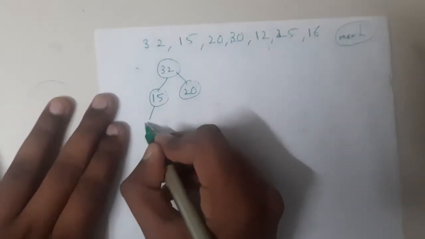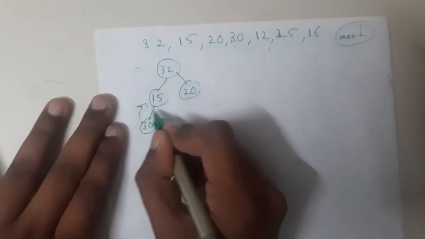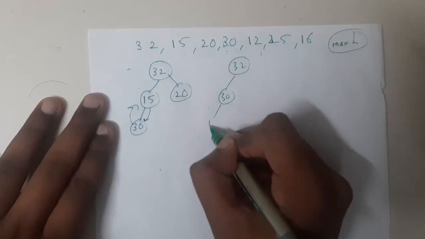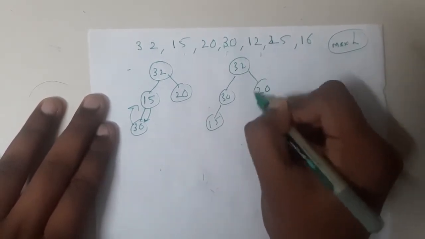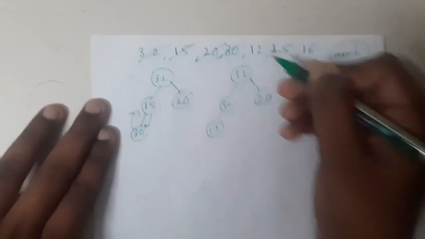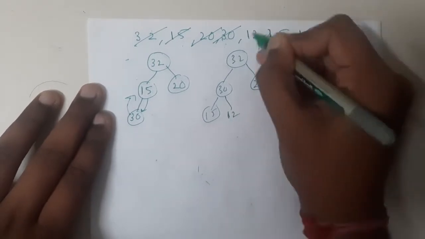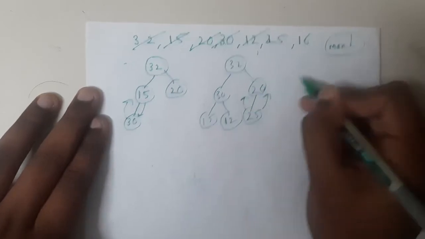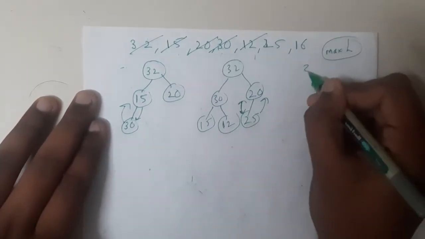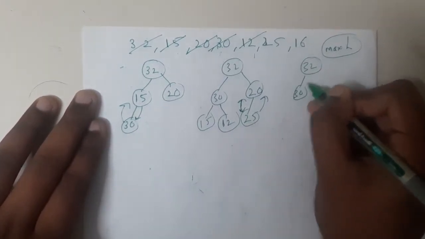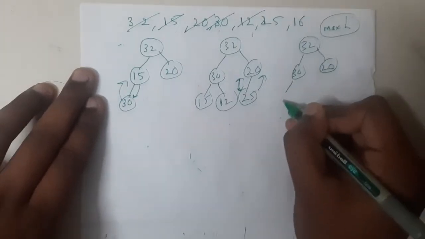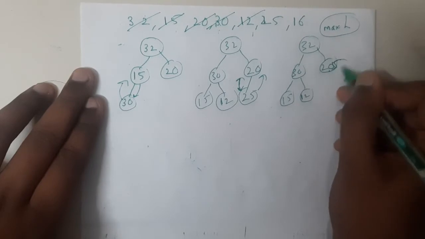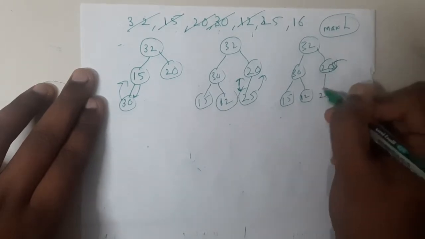After that we got 30, so 30 will come here. But 30 is greater, right? So let us swap them. 15, 20. So now we are done with 32, 15, 20, 30. Then 12 will come here, fine. 25 will come here, but again the problem will come, so we need to swap them. Okay, 32, 30, 20, 15, 12, sorry, it's 25, right? Yes, 20, got it. That's it.